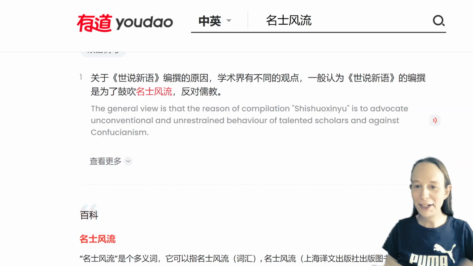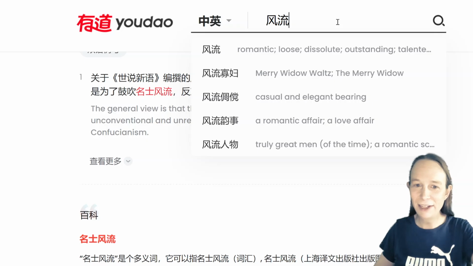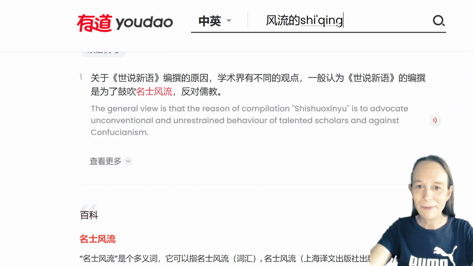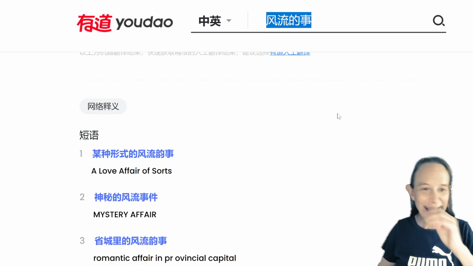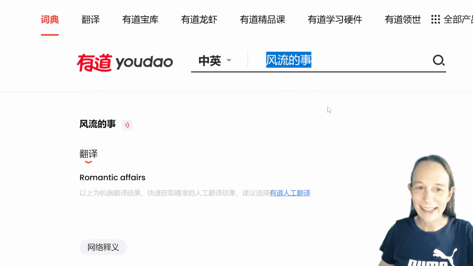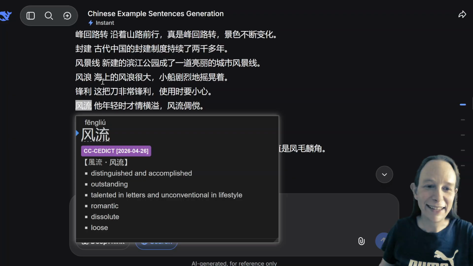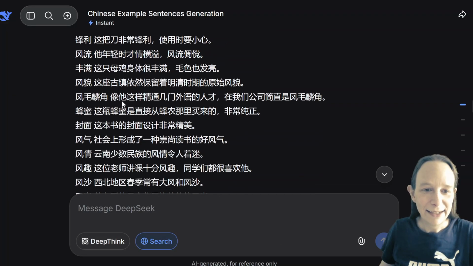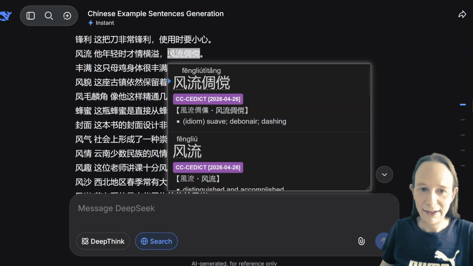Okay, number 3 is 有关男女间的放荡行为. Okay, 风流的事. All right, so I'm expecting mischievous behavior between men and women. All right, there's that. I don't think I want to go in that one. So this one, I don't know, but all right. Debonair, 风流倜傥.